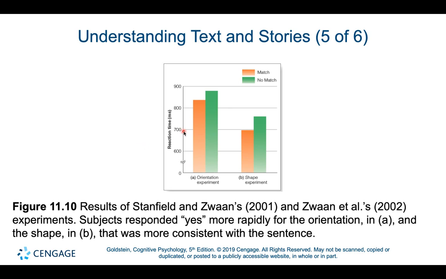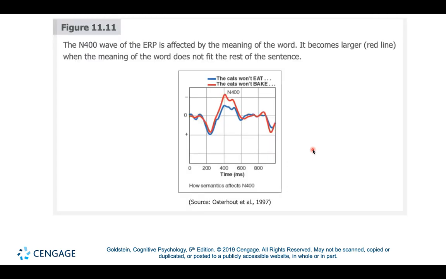And so when the orientation of the nail matches the expectation, then people respond more quickly than when the orientation of the nail does not match people's expectations. Additionally, there are changes in our brain as we start to interpret the meaning of words.